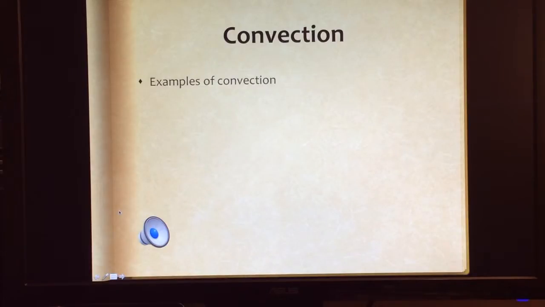Okay, so our last point about convection is examples. I'm going to talk about the two examples that I used in my essay because I feel like they demonstrate the concept of convection very well. So the first one that I discussed is boiling water.